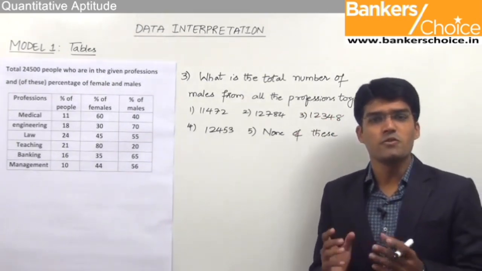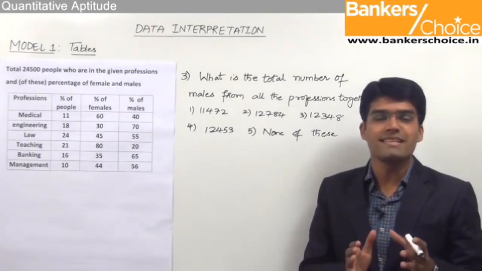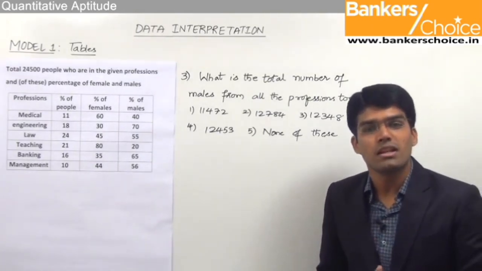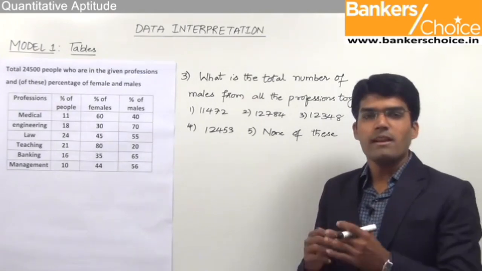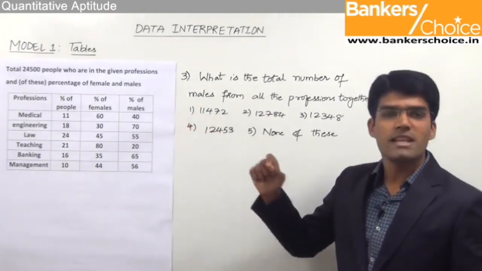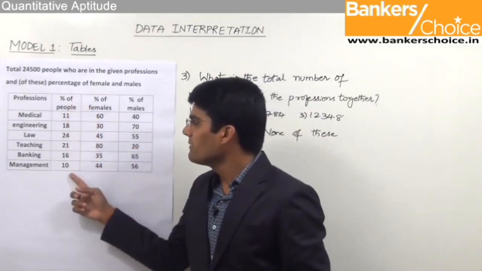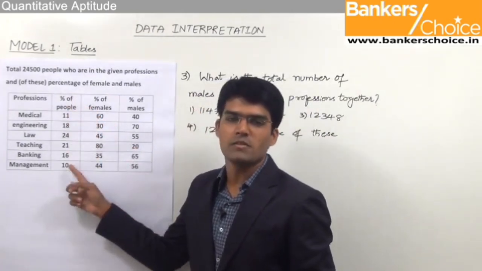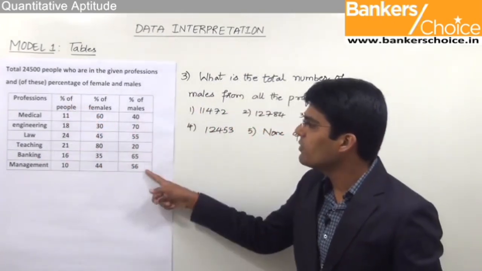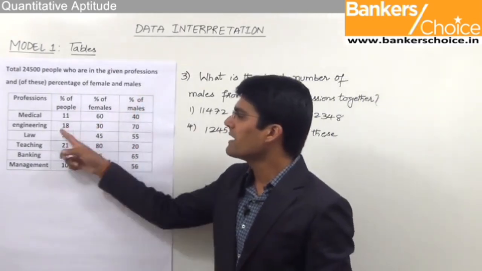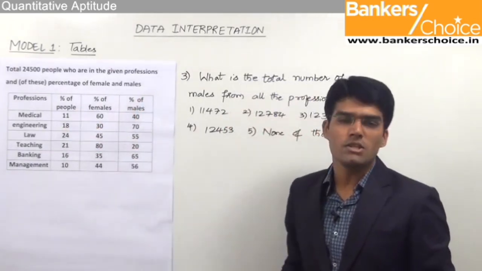That means we need to find out the number of males in each of the professions and add all these values to get the total number of males. We very well know how to find out the number of males for each of the professions from the given table. From the first column here, we know the percentage of people in each of the professions. And from the last one here, we know the percentage of males for each of the professions. So by using both these, we can find out the number of males in each of the professions.